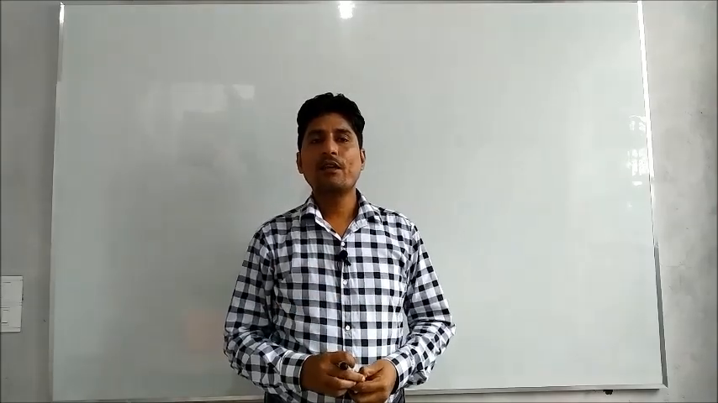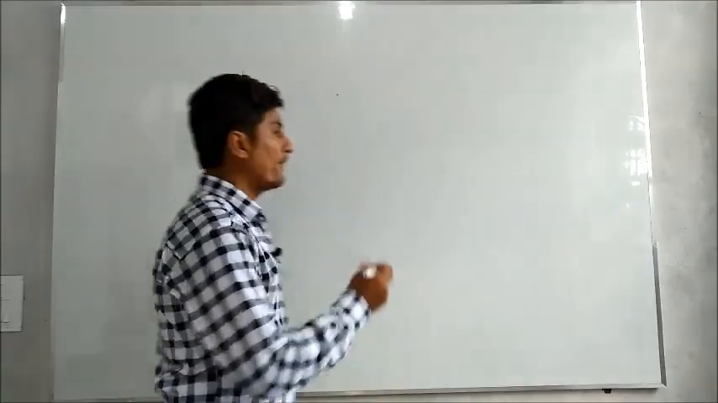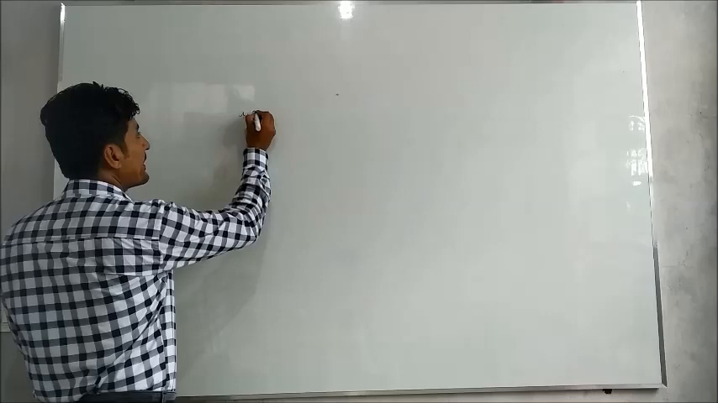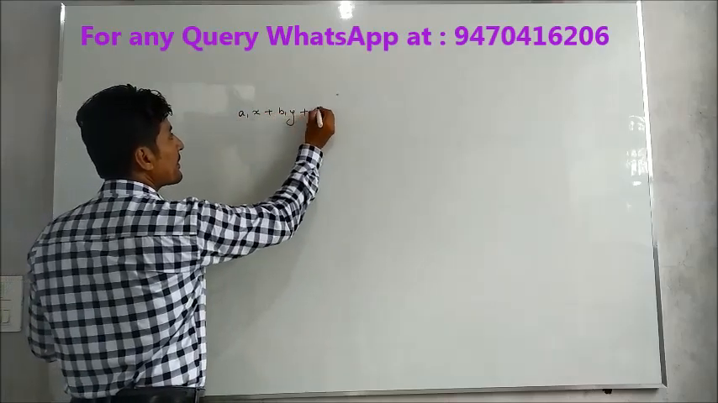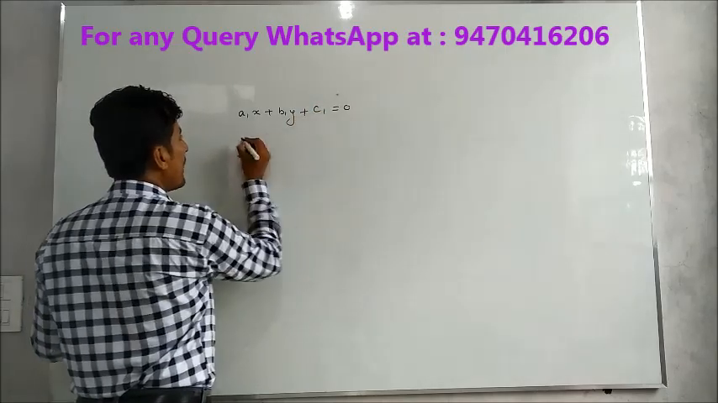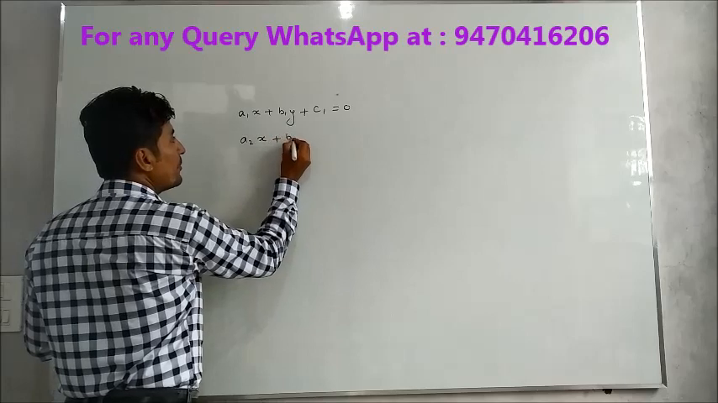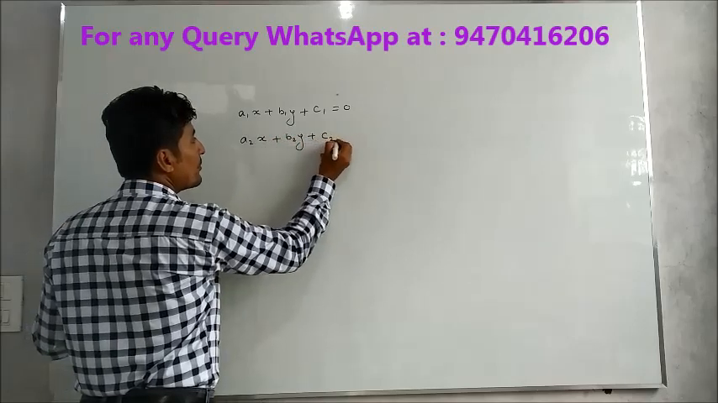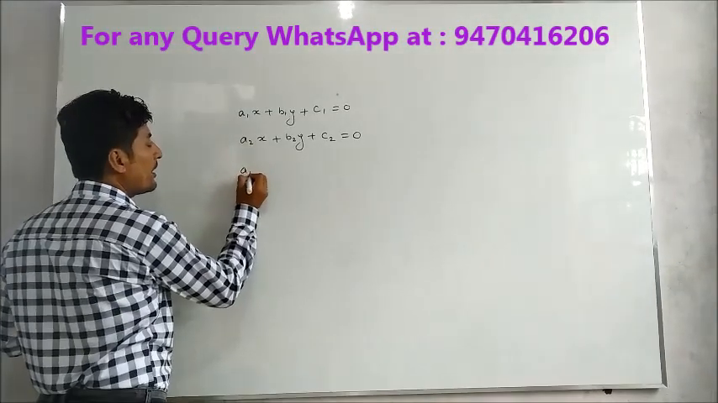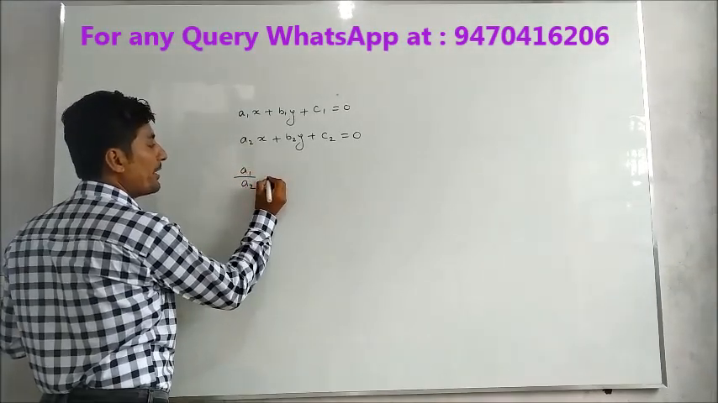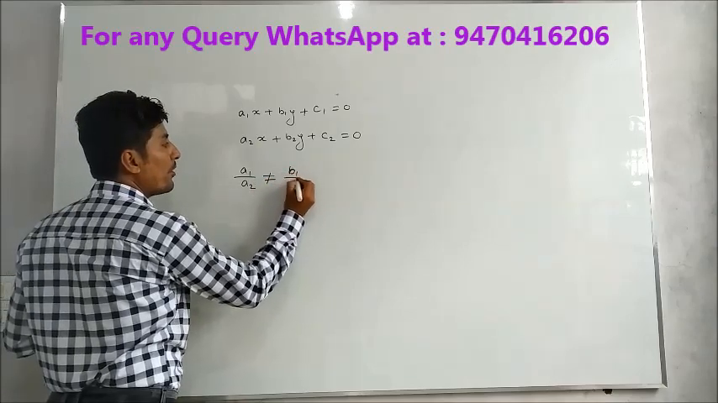Now again, let us see. Once again, we are going to consider two different linear equations. The first one is a1x plus b1y plus c1 equals 0, while the second equation I am taking here is a2x plus b2y plus c2 equals 0. If the ratio of a1 upon a2 is not equal to b1 upon b2.